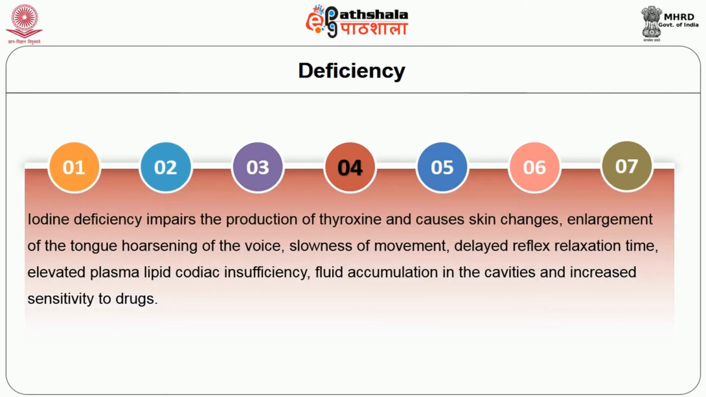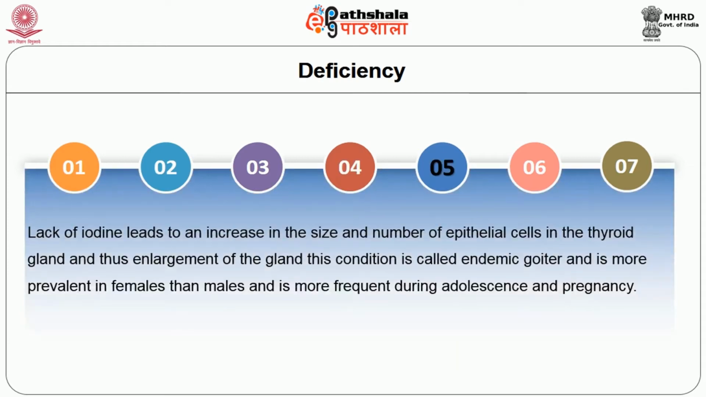Iodine deficiency impairs the production of thyroxine and causes skin changes, enlargement of the tongue, hoarseness of the voice, slowness of movement, delayed reflex relaxation time, elevated plasma lipid, cardiac insufficiency, fluid accumulation in the cavities, and increased sensitivity to drugs. Lack of iodine leads to an increase in the size and number of epithelial cells in the thyroid gland and thus enlargement of the gland.